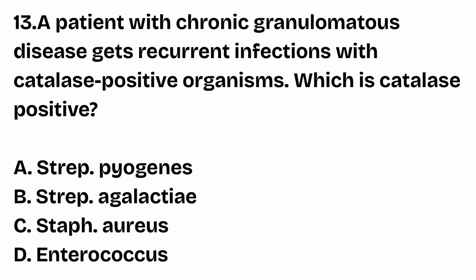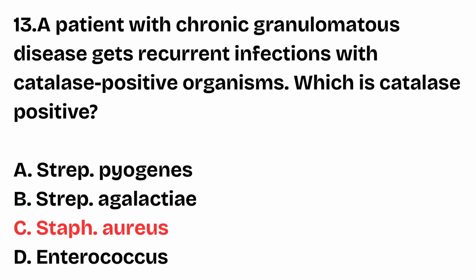Question number 13. A patient with chronic granulomatous disease gets recurrent infections with catalase positive organisms. Which is catalase positive? Streptococcus pyogenes, Streptococcus agalactiae, Staphylococcus aureus, Enterococcus. The right answer is option C, Staphylococcus aureus. Staphylococcus aureus is catalase positive, allowing survival in chronic granulomatous disease patients who lack NADPH oxidase. This makes them prone to recurrent infections with catalase positive organisms.